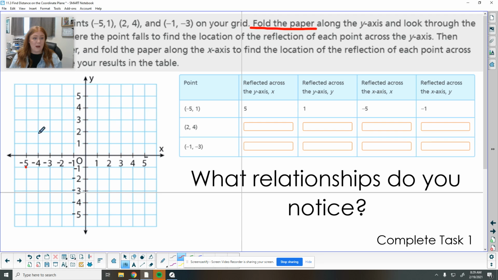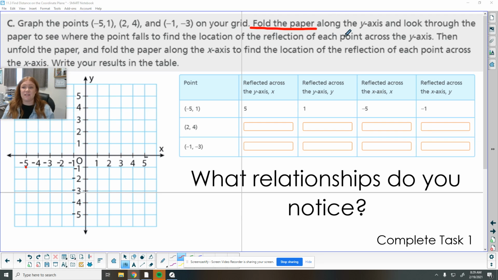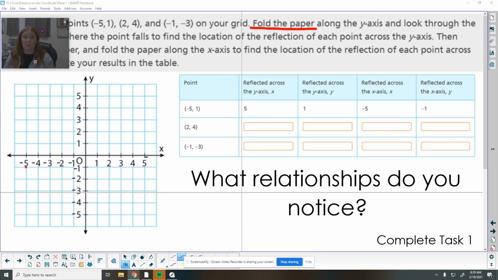-5, 1. So first, fold the paper on the y-axis and see what happens. And then we're going to fold it on the x-axis. So we're going to do both ways. So we go -5, +1. I put that in the wrong spot. So -5, 1. Always go back and check. So here we're at -5, 1.